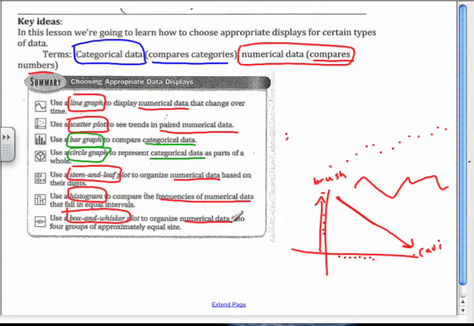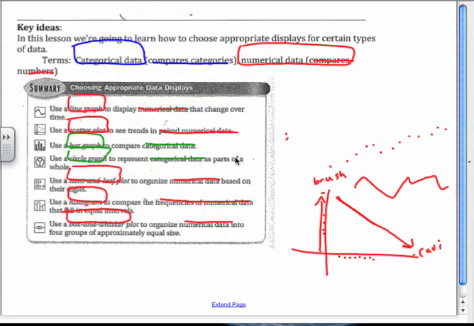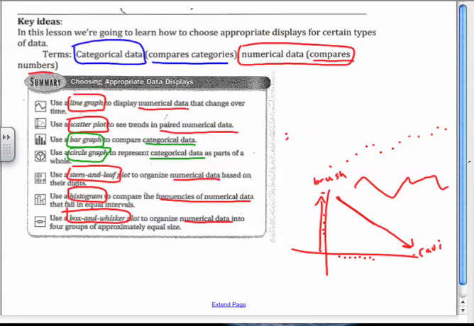All right, so when we look at this, we've got 2, a bar graph and a circle graph, that display categorical data. All the others display numbers, all right? And we're going to look at some of those right now.